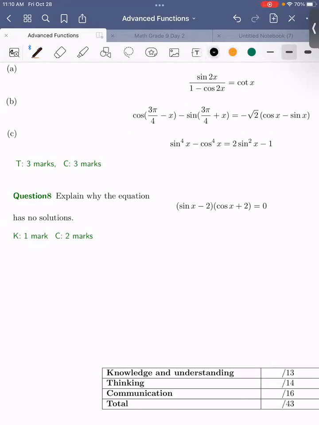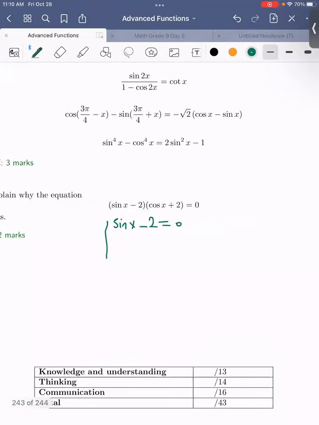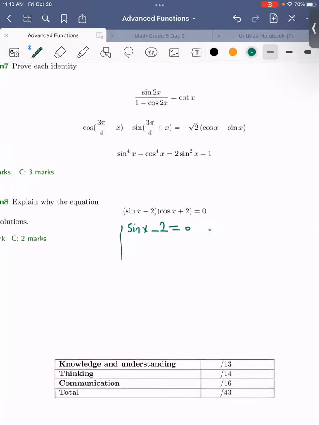So if I give you such an equation and you want to solve it, you basically have to say, okay, so either sine x minus 2 is equal to 0, but that means sine x equal to 2. But we know that sine x is always between -1 and 1, so it cannot be 2. So here there is no answer.